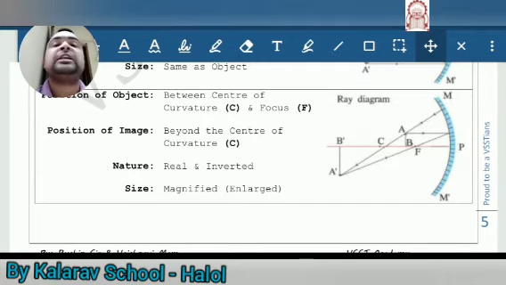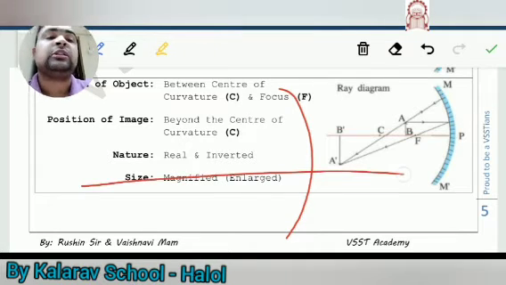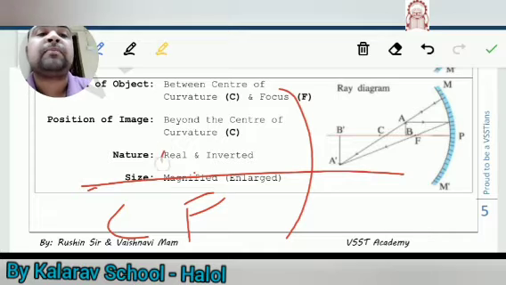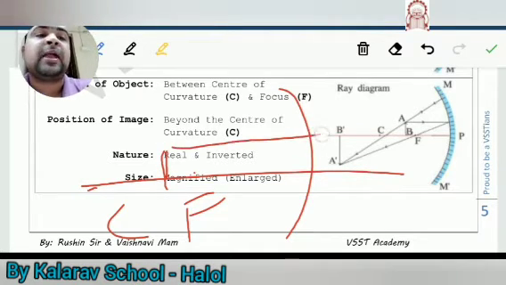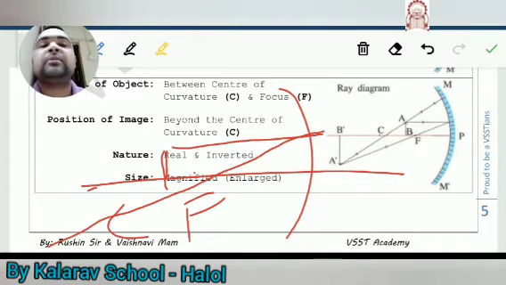And now the image will be magnified. Okay, how will this image be? It will be magnified. So how will you construct the ray diagram? Again the same thing, draw these three: P, F and C. Now you have to place your object between C and F. So you take this object, again you take the parallel ray, and that will pass through the principal focus, yes or no.